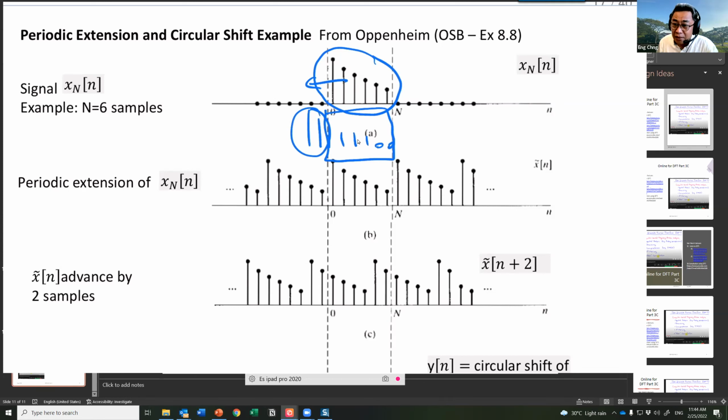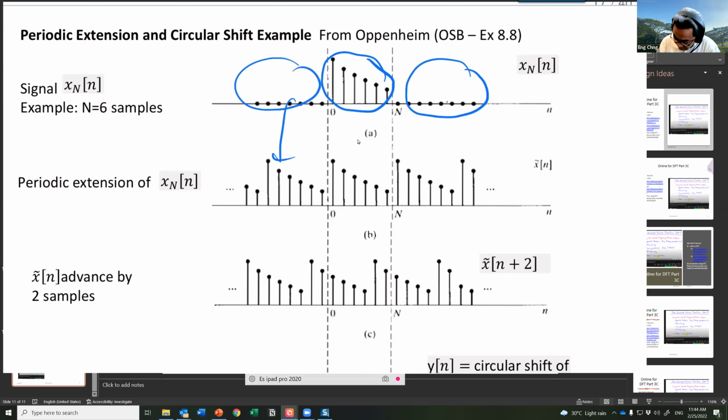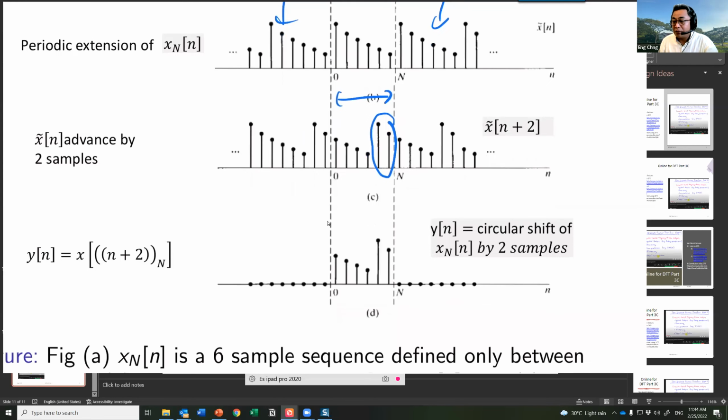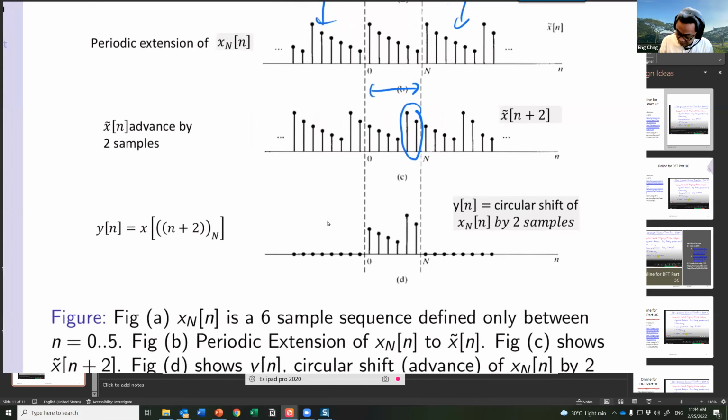That's the linear shift. In a circular shift, what happens is this. Because this sequence is being repeated, the circular shift is not shifting 0 into what you are seeing. It is shifting the head into the back. That's why it's called circular. All right. So that is the problem. Now, circular shift is not something we want. It is an artifact of the DFT.